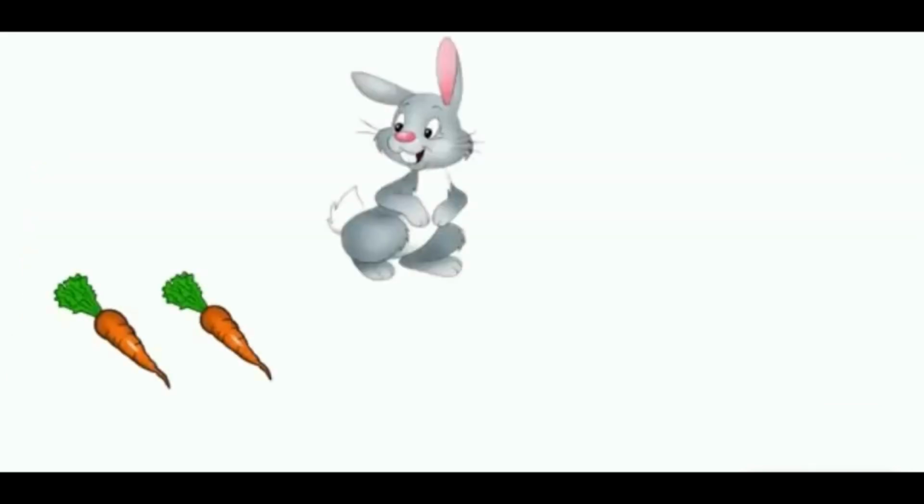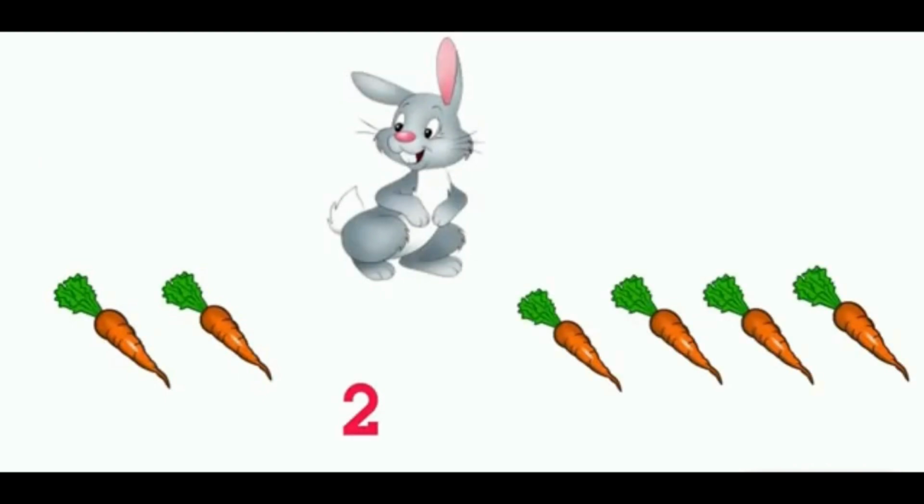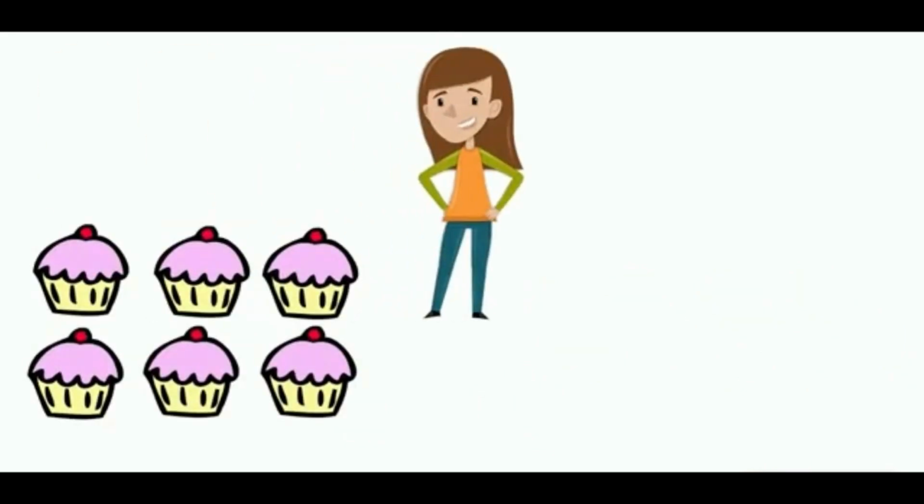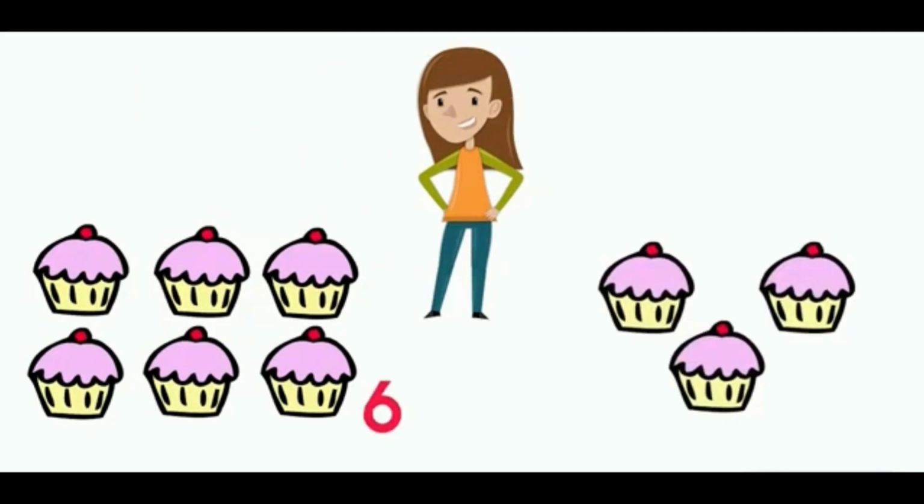See kids, there are 2 carrots. And on right side, there are 4 carrots. So, 4 is greater than 2. Now count 1, 2, 3, 4, 5, 6. There are 6 cupcakes. And on right side, there are 1, 2, 3, 4 cupcakes. So, 6 here is greater than 4.